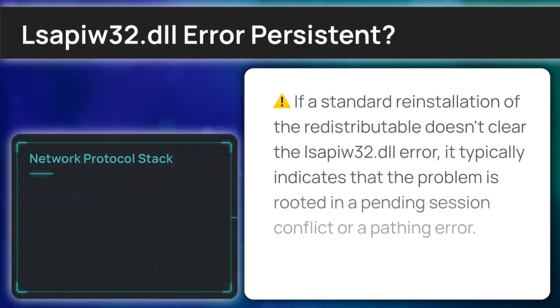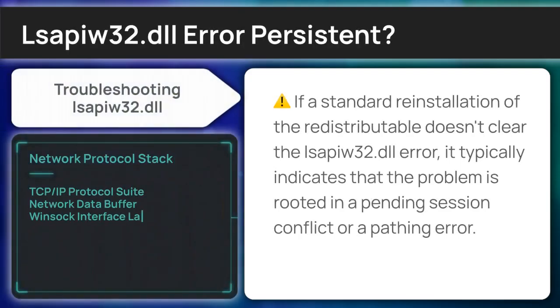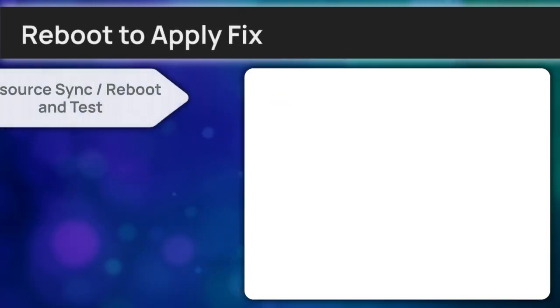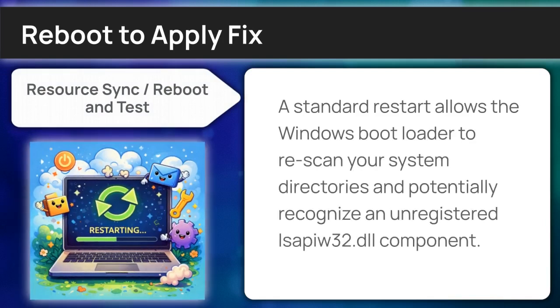If no luck was had with the redistributable package, we will escalate the fix by performing a targeted reset of the system state. If your system has been running for an extended period, a reboot might be necessary to resync your background processes and clear any temporary locks on the lsapiw32 file.